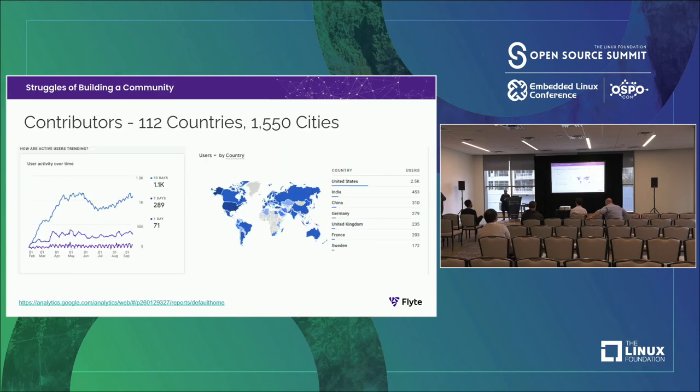Now, with regards to our contributors, we've been able to see that at this point, our contributors span 112 countries and about 1,500 cities, which is really humbling, as Ketan had said, to see how far an open source project can reach all these people. Even if it's one or two people in a city, it's still outreach. It's still widespread.